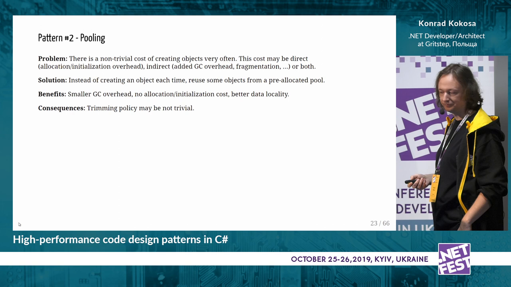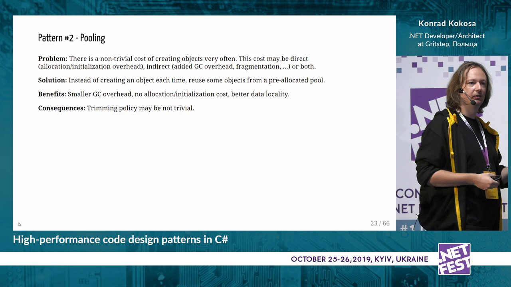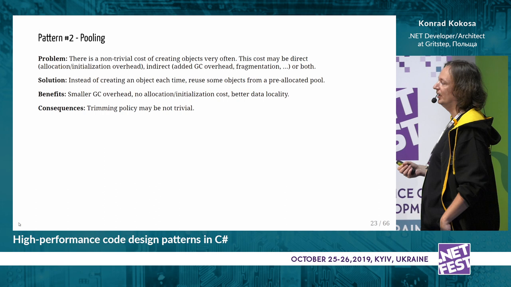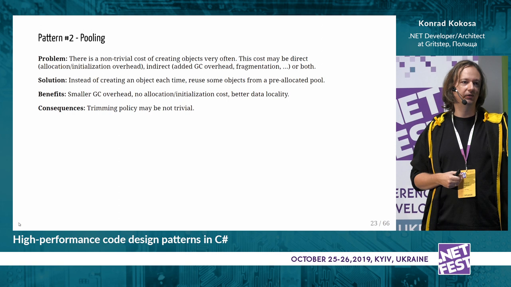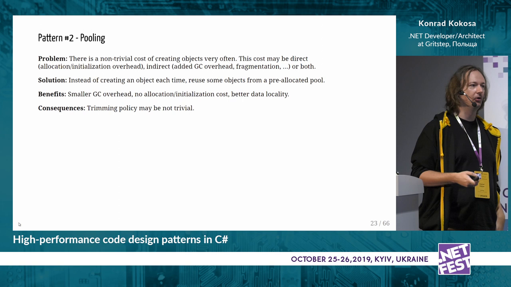There are some caveats. For example, the trimming strategy may not be trivial: when to trim this pool, when to reduce the number of arrays in this pool. The question doesn't have any trivial answers. Also, the API becomes a little bit more complex because now we are using a kind of manual memory management. We need to remember that we are renting an array, and then we have to remember to return it, because without returning it to the pool, it doesn't make sense. So it creates a little bit more complex way of handling memory, but the benefits are huge.